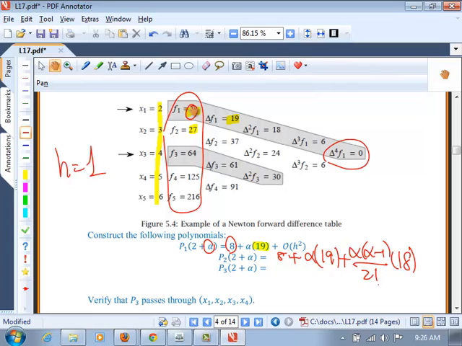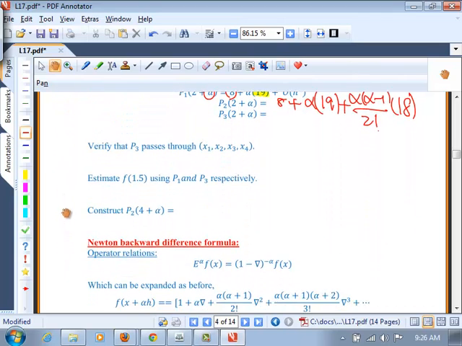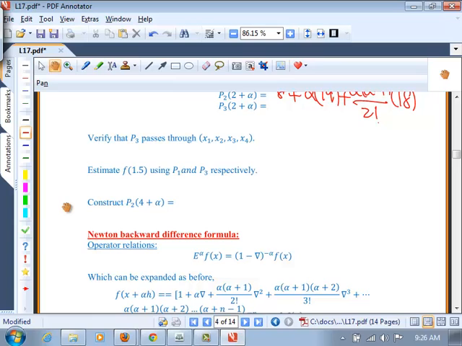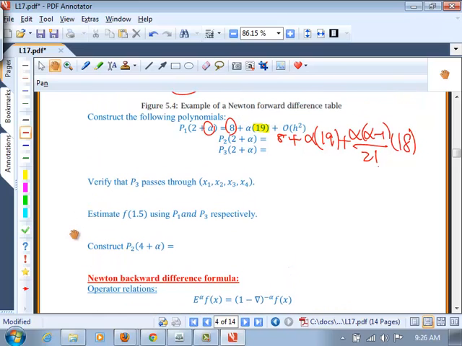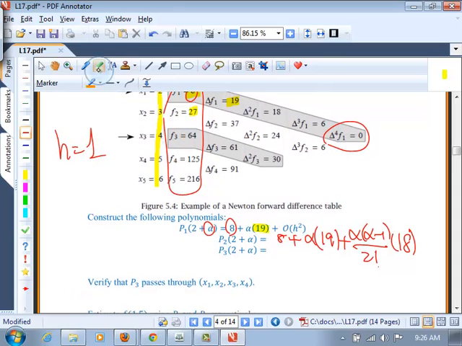Then I said, as a simple exercise, calculate a second degree polynomial with a different reference point, 4. Okay. So what would that look like? Now 4 is the reference point. So I'm going to take all the points that I have highlighted here. So if it's a second degree polynomial, it's going to be 64 plus alpha times 61 plus alpha times alpha minus 1 over 2 factorial times 30. Okay, that will be the reference point here.